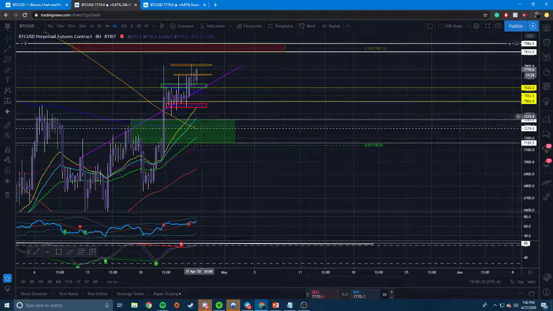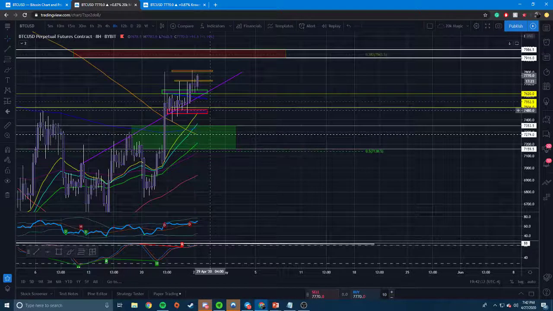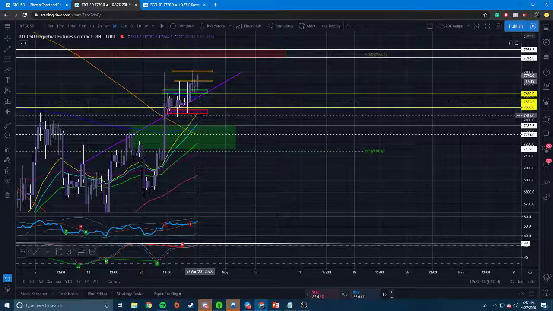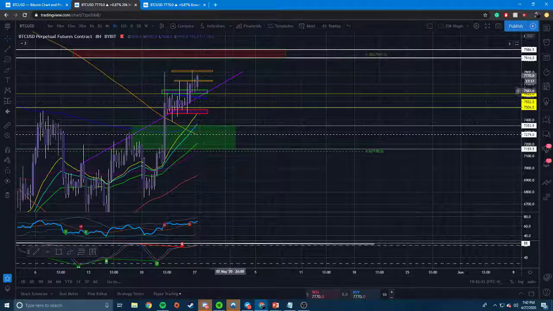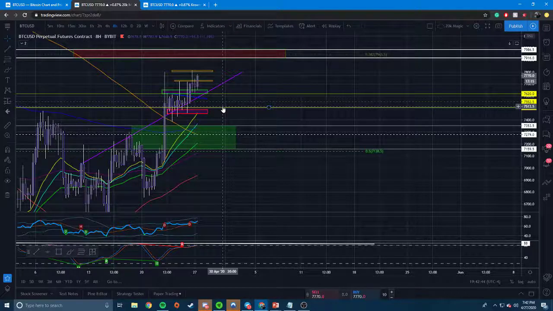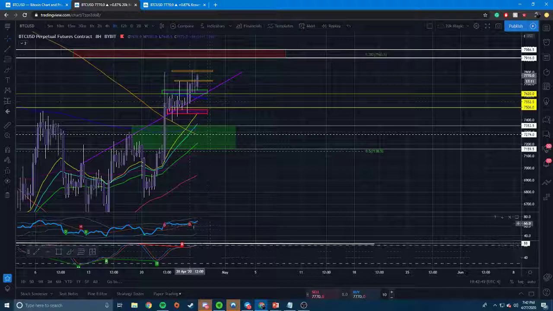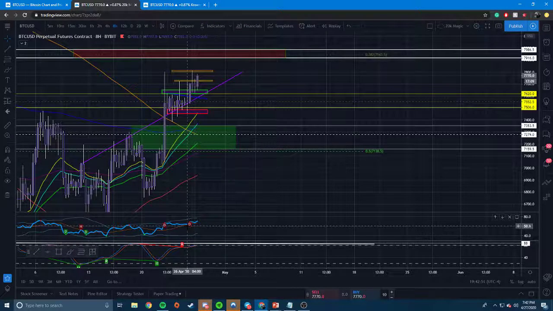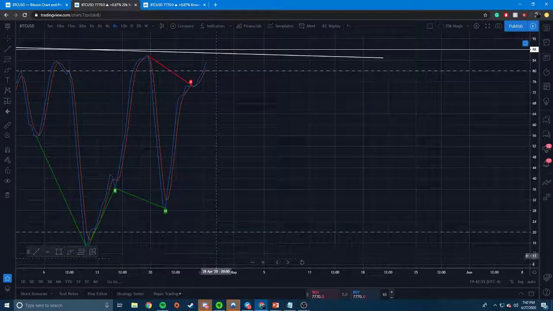We are starting to move further away from these moving averages, which is a little bit concerning, as I usually like to see a little bit of a test of these moving averages before the continuation of a move, but that's interesting. On the RSI, that's not really playing out. I mean, it could also taper off and drop off again.